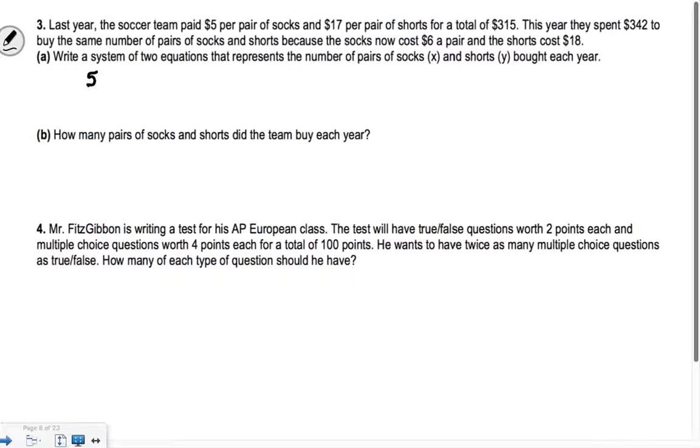So the first year we spent $5 for each pair of socks. And for each pair of shorts, we spent $17. And that total amount of money we spent was $315. All right, but now socks are $6 a pair, and shorts are $18 a pair. And now we're spending $342. So are we able to figure out the number of pairs of socks and number of pairs of shorts?